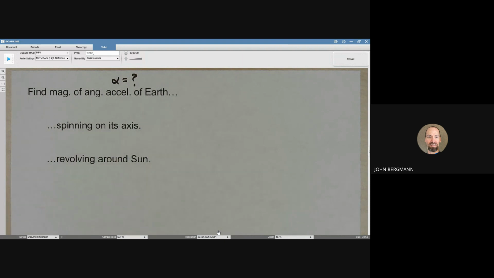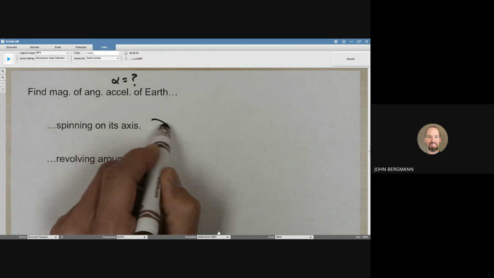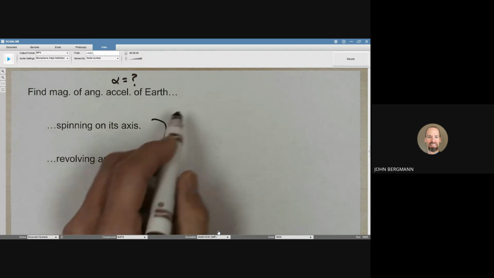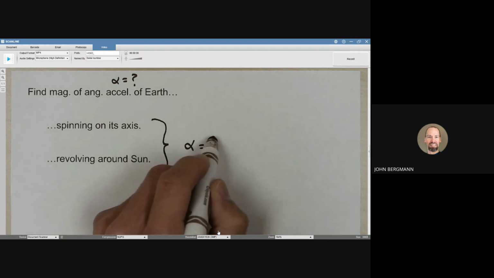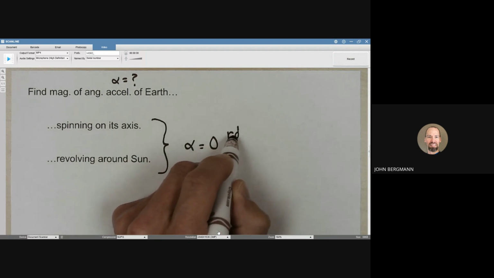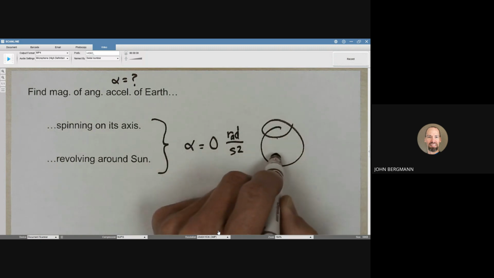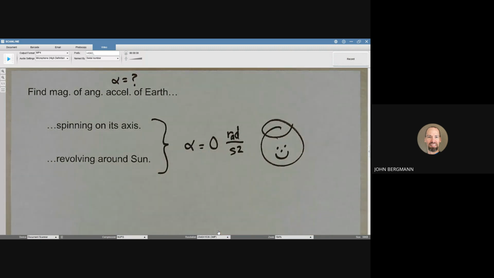Well, the Earth is spinning at a constant rate. It's going around the sun at a constant rate. So alpha for the Earth, both spinning on its axis and revolving around the sun, is 0. It's not speeding up or slowing down.